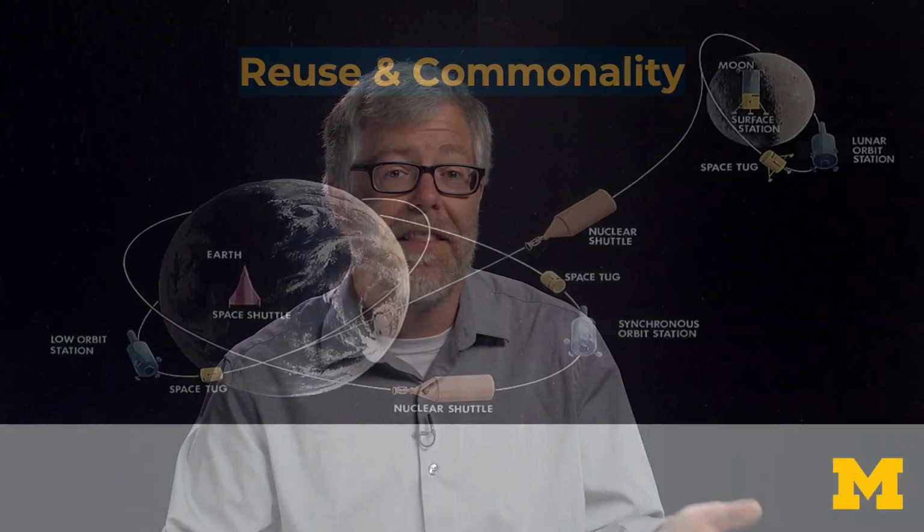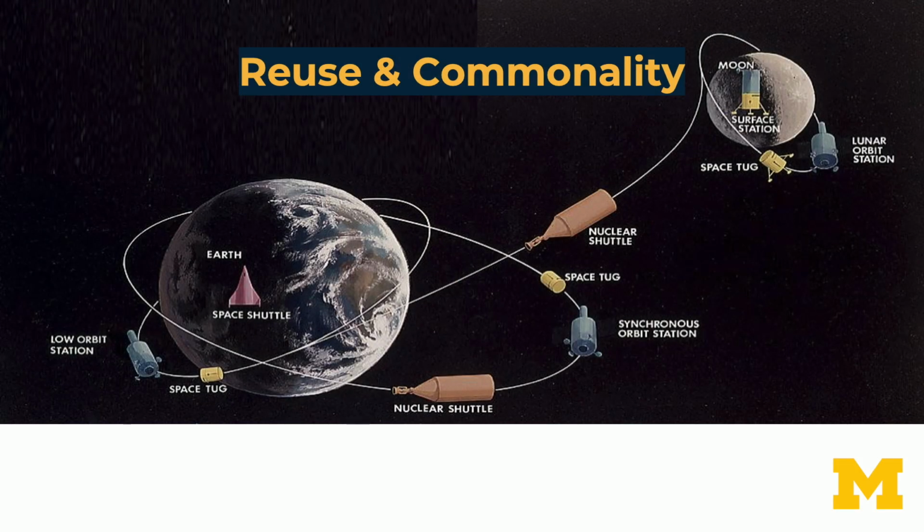We could actually use this type of system as sort of a tug to go from low Earth orbit to the moon and back, or from Earth to Mars and back. This is a great technology for pulling big things or pushing big things around the solar system or around Earth. And they had these visions back in the 60s and 70s, as these great illustrations show.